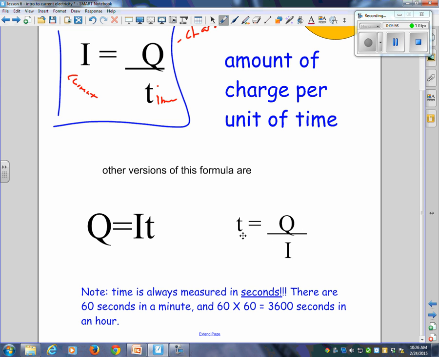Do you have this note at the bottom here? Note that time is always measured in seconds. Everyone knows there's 60 seconds in a minute, and 60 times 60, or 3,600 seconds, in an hour. Okay, do you have that there? No, you have to fill that in, right? 3,600 seconds in an hour.